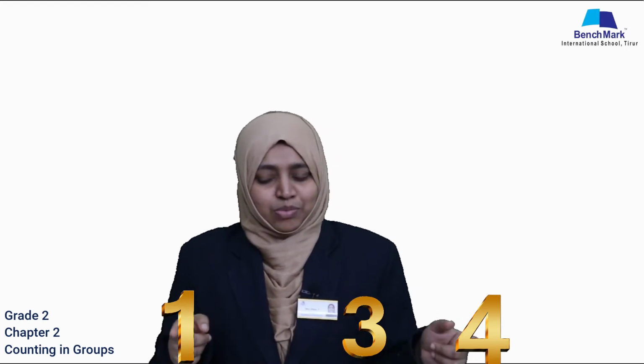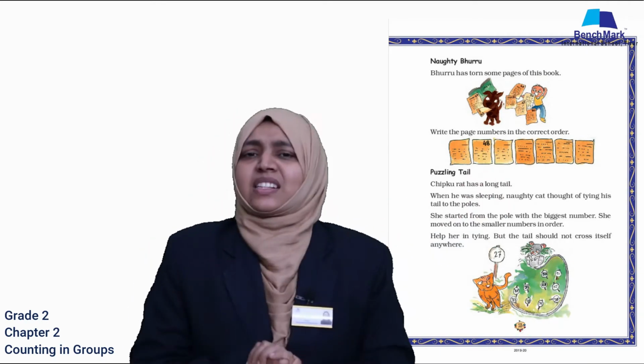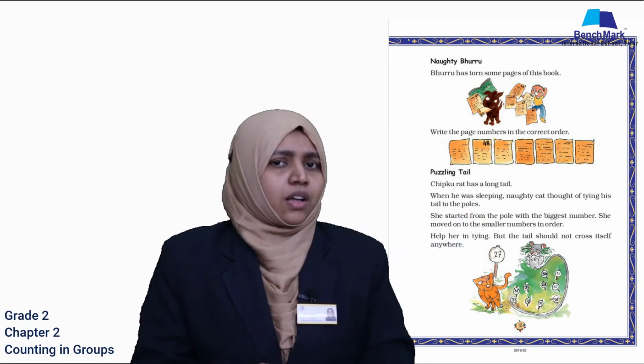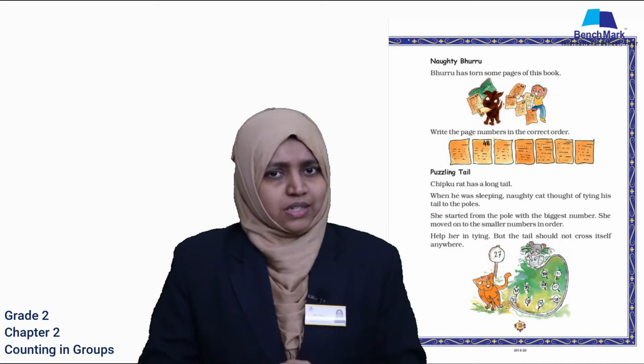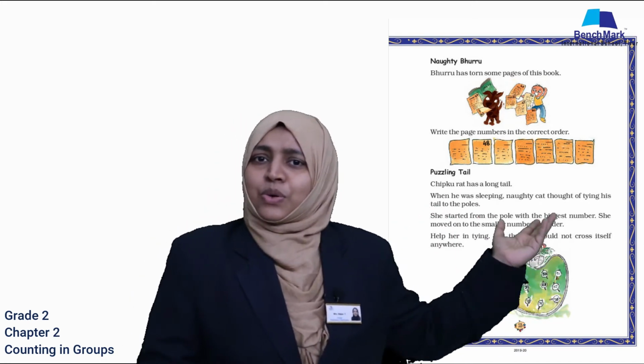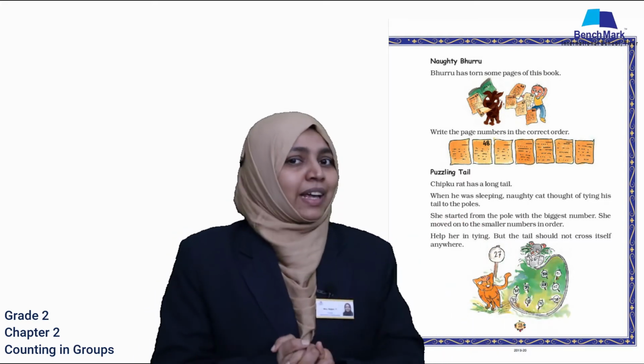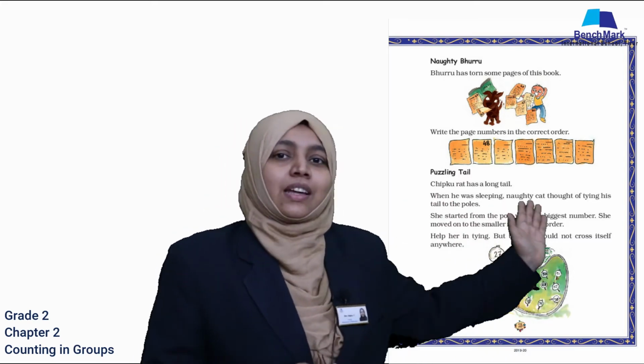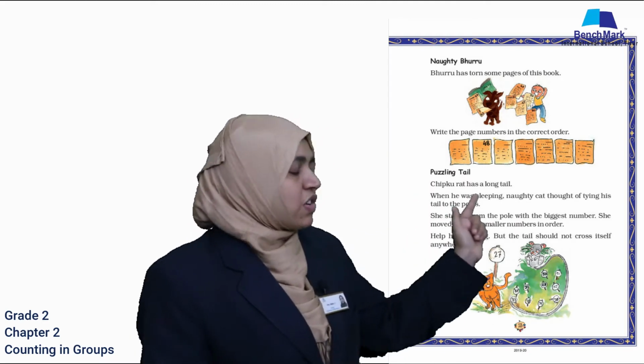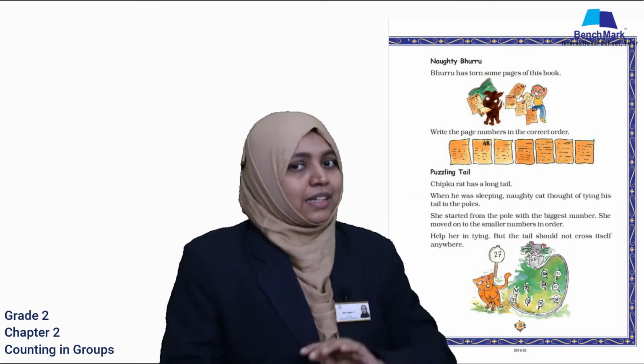Okay, now look here. Which number is missing in this group? 1 is there. Then it is a blank. Then we have 3 and 4. So which number is missing? 2 is missing. In this page you can see a naughty little dog. He has torn some pages of a book. So what you want to do there is arrange the pages in the correct order. Looking at the page numbers, you want to order those pages.